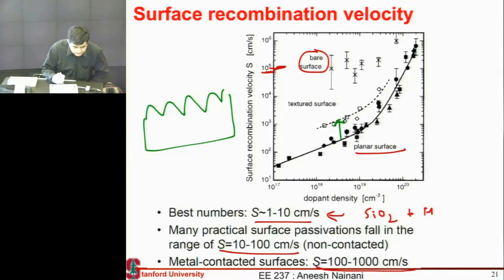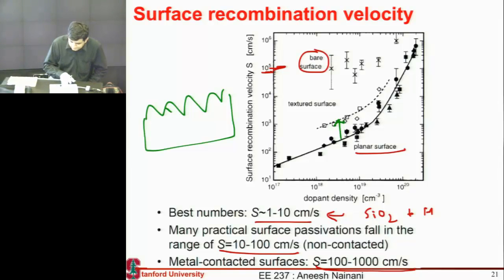Whenever you texture the surface, you create defects or dislocations at the surface. The other thing you do is you increase your surface area. Those things essentially all maximize your surface recombination. So it's especially difficult to reduce your surface recombination if you have a textured surface. Things which maximize light trapping are not as good for minimizing your surface recombination.